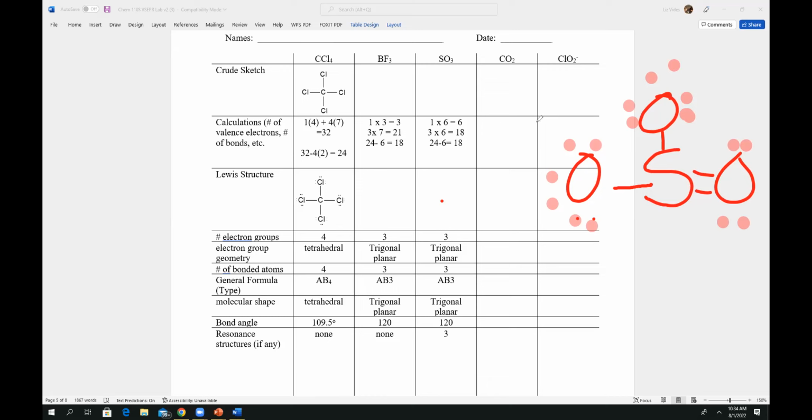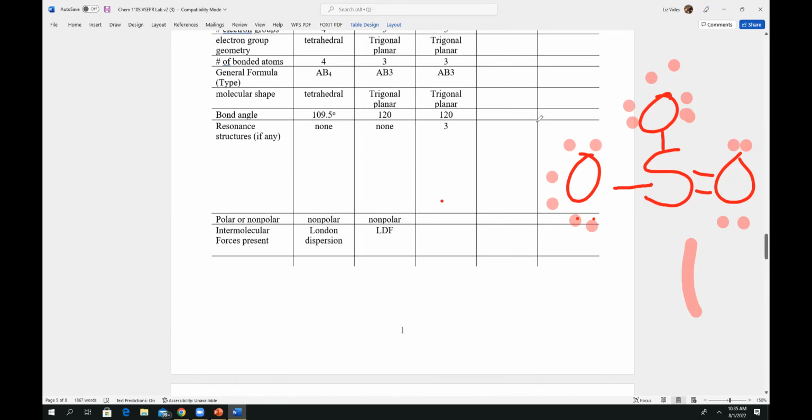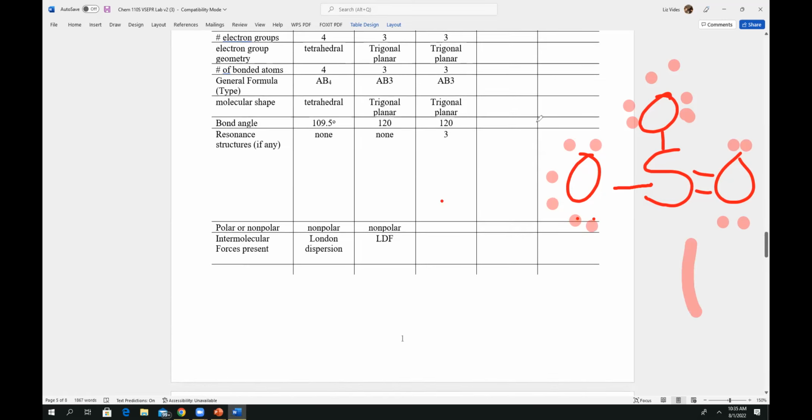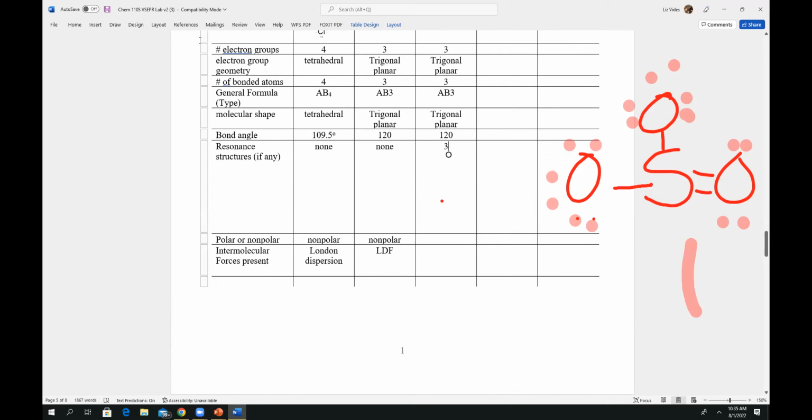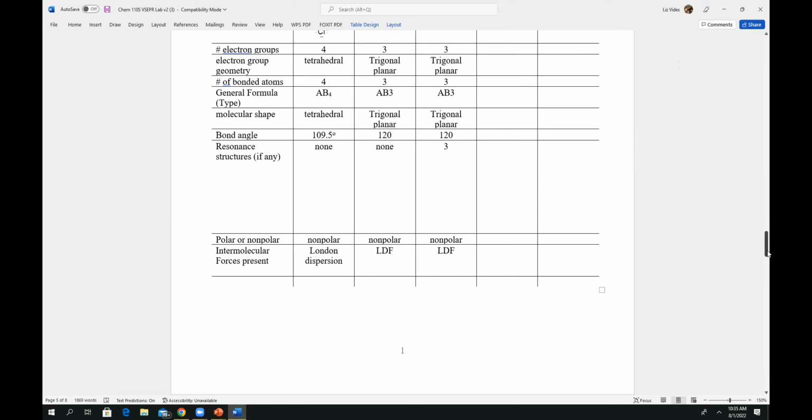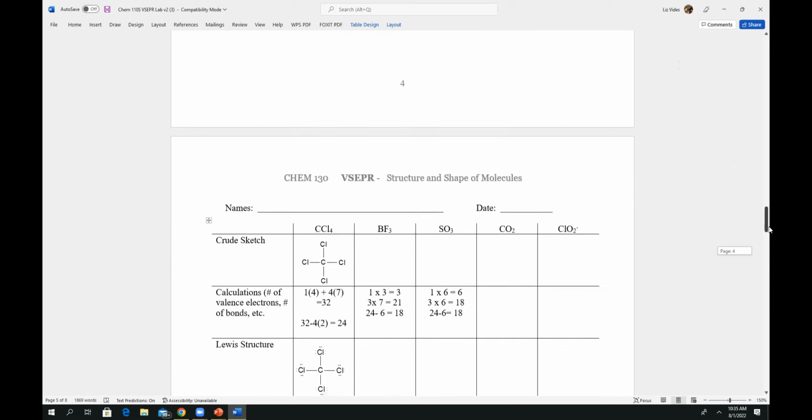All right, next one. Oh, and we're not done yet. Oops, sorry. Mouse. Okay. All right. So what's next? Is it polar or nonpolar? Well, it is nonpolar. Why do we know it's nonpolar? Because it has no lone pairs around the central atom. So the only force is London dispersion forces. This is pretty simple, right? So far, so good. All right, next, we've got the CO2.